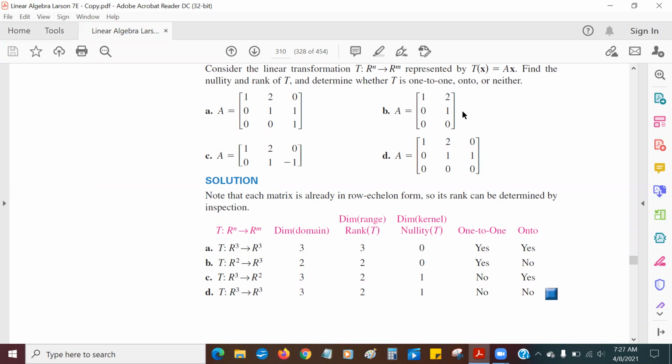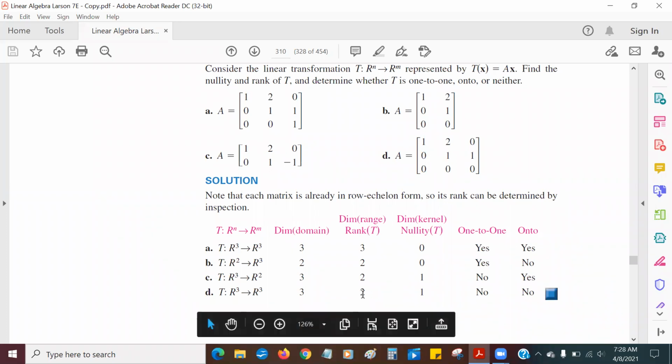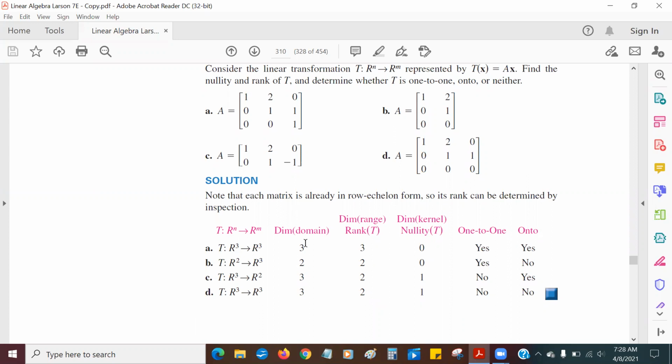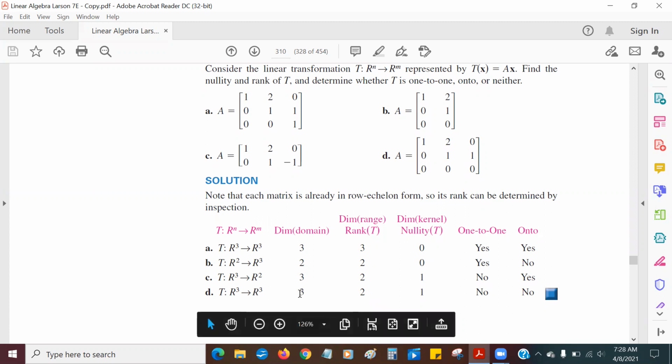Now for example B, these are all in row echelon form, and basically the rank really just comes from how many columns of leading ones there are. So that's 1, 2. There are 2 columns of leading ones, so the rank is 2. In this one, this column and that column contain leading ones, the first 2 columns. So the rank again is 2 here. And here also there are 2 columns with leading ones, so the rank is 2. The dimension just comes from how many columns you have. So B has 2 columns, C has 3 columns, and D has 3 columns.